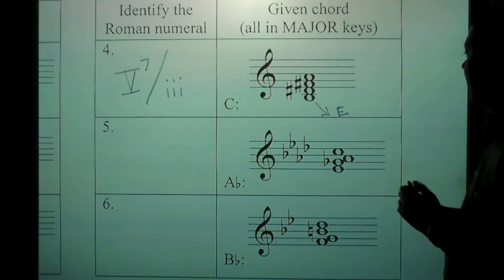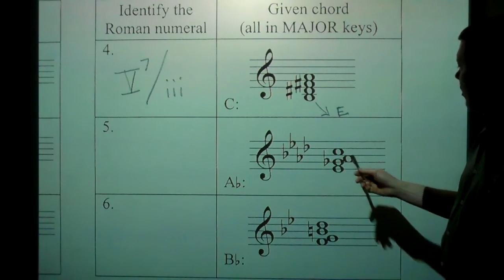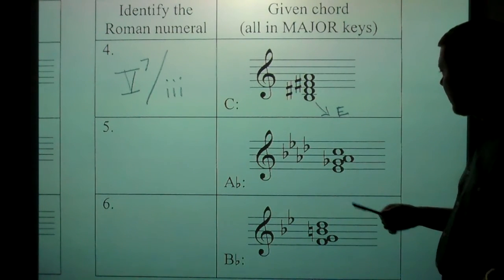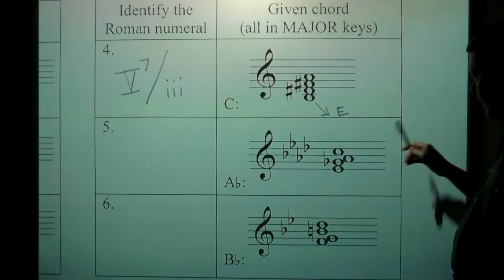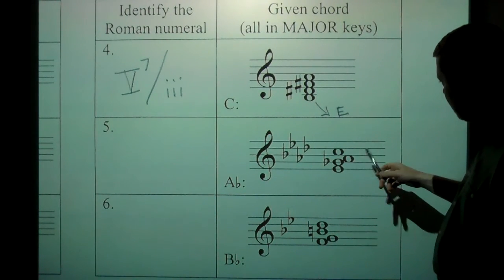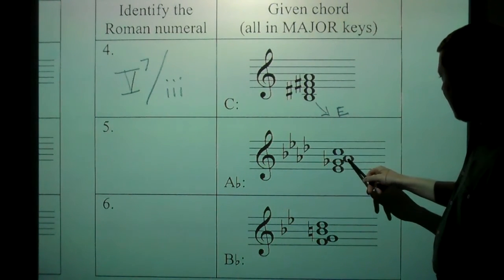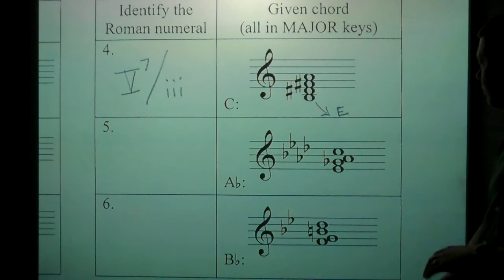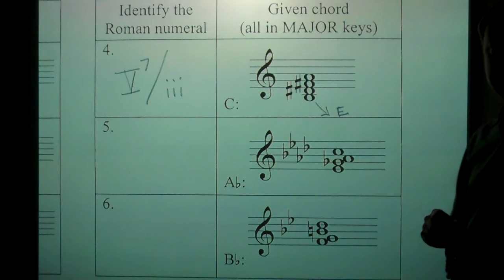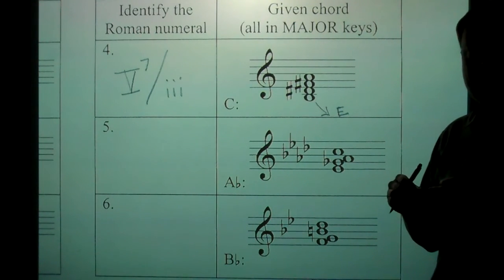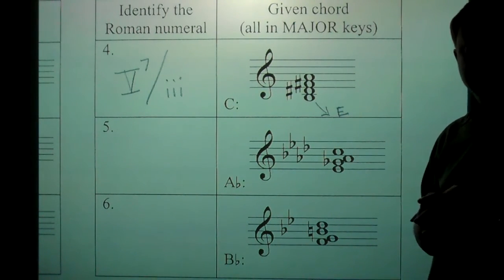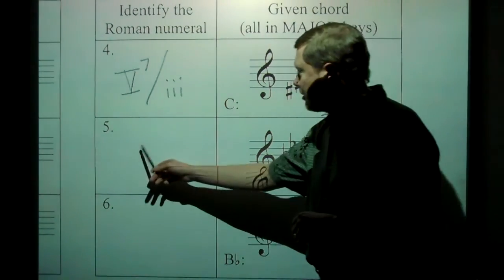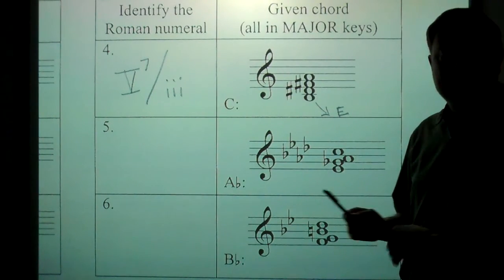Going on to number 5. Let's first of all determine if the chord we're given is a major triad or a major minor 7th chord. It looks like we have the notes, if I were to put it in root position, A flat, C, E flat, and G flat. Is A flat, C, E flat, G flat a major minor 7th chord? Yes, it is. Okay. So it looks like our answer is going to be a 5/7 of something.